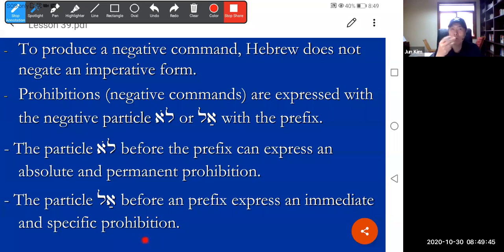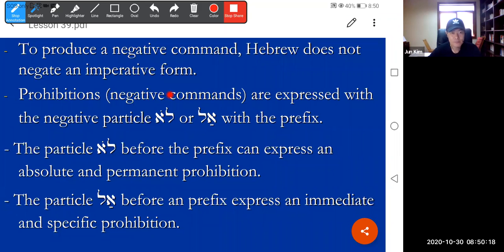So if you see lo and al, try to see if this is a permanent one or just an immediate one. Okay? Especially as a negative imperative. Is that clear? Okay? So now, the important point is this. To produce a negative command, Hebrew does not negate an imperative form. The imperative form is always used as imperative in a positive sense, okay?